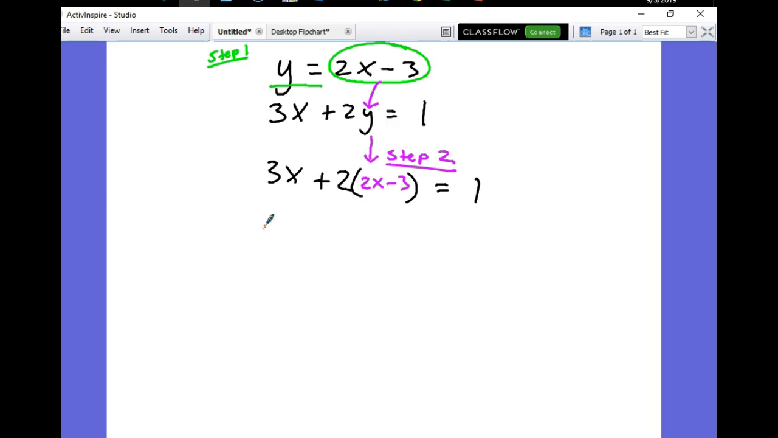So step 1, identify the isolated variable and circle what it equals. Step 2, plug it into the other equation. Good? If you get that, you've done most of the work.